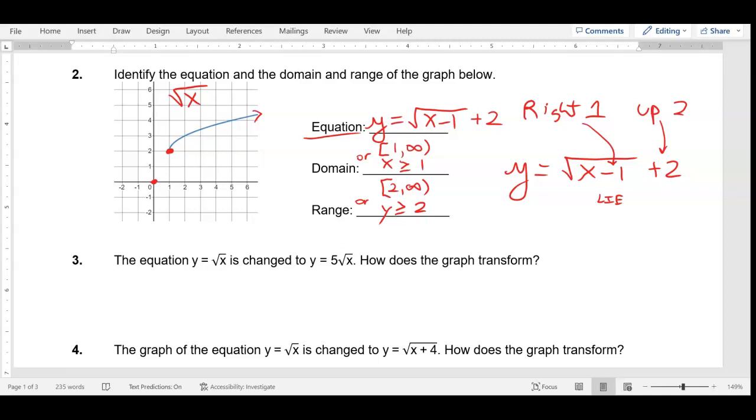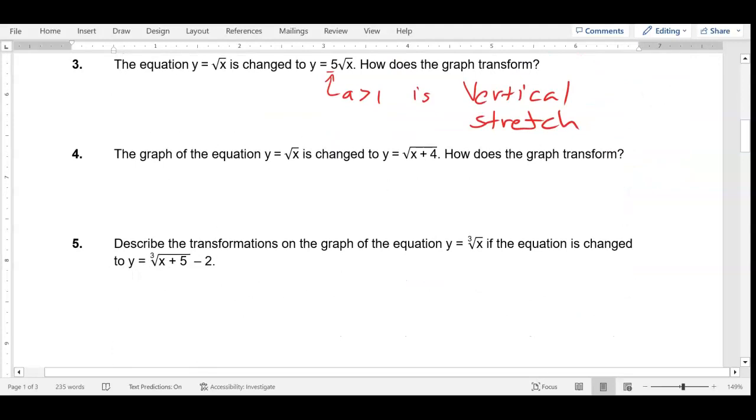Now, the equation y equals square root of x is changed to 5 square root of x. Remember, a number in front, if a is greater than 1, then it is a vertical stretch. Okay, please remember, number out front, vertical stretch.